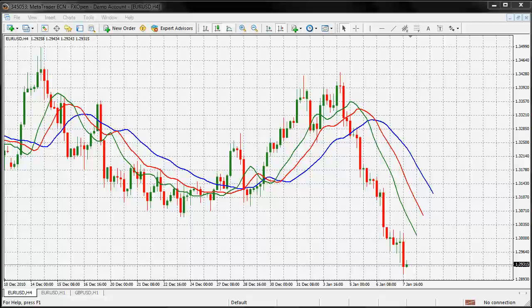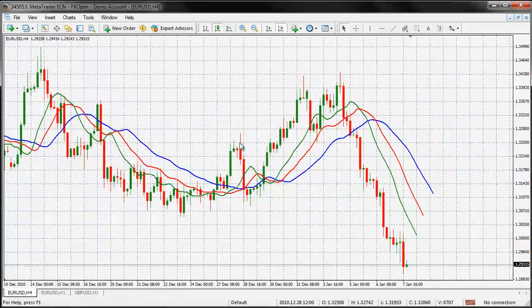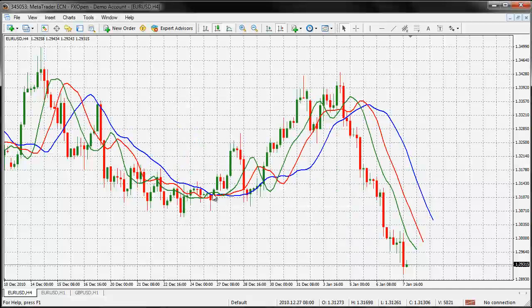And what we have here on the chart is the alligator. Now the alligator is a bit of a weird indicator. It uses chart shift and it uses moving averages as well, and it's using a smooth moving average. You can change these around to whatever value you want, really.